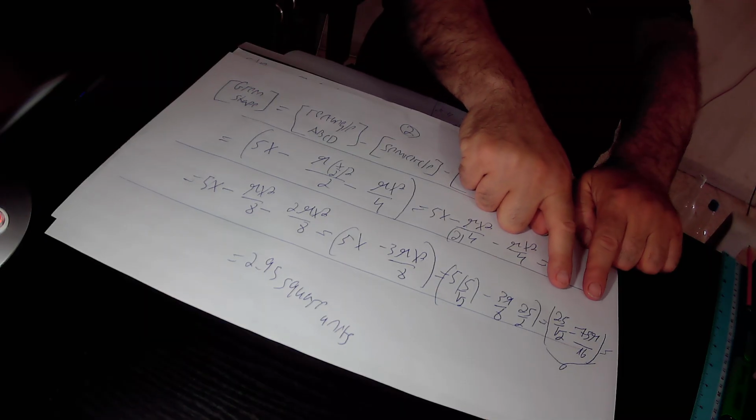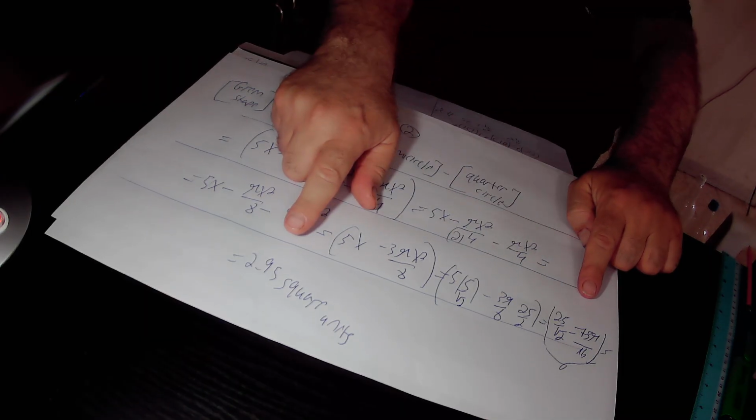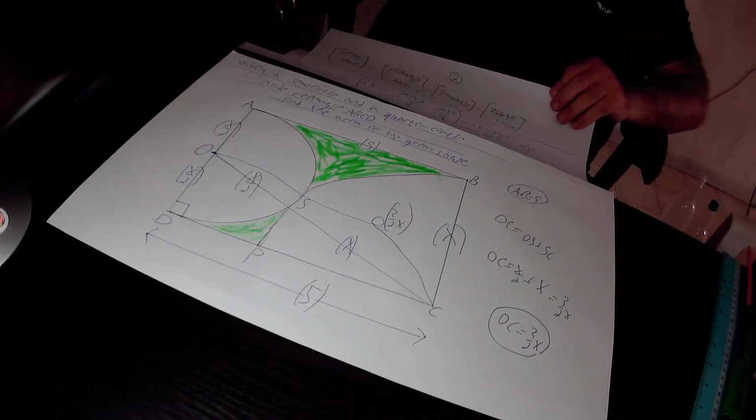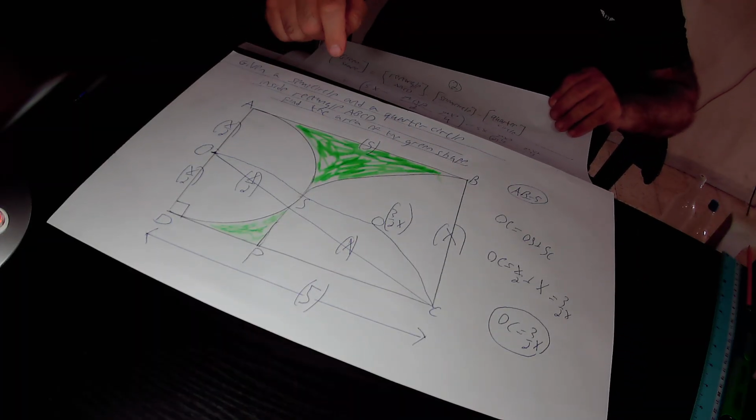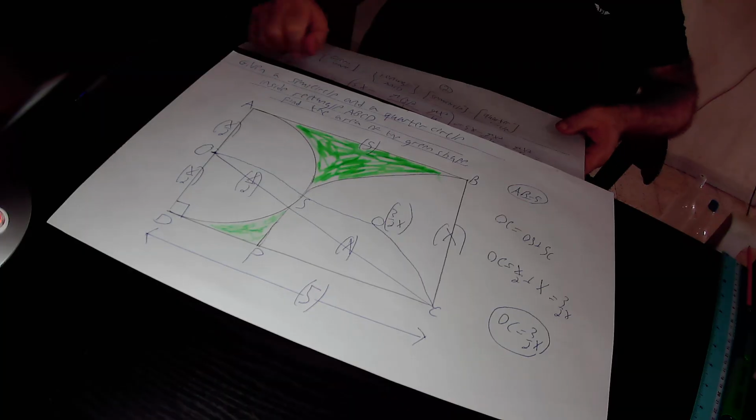Or in terms of numbers, the value of this expression is 2.95. And therefore the area of this green shape equals 2.95 square units. Okay, thank you very much.